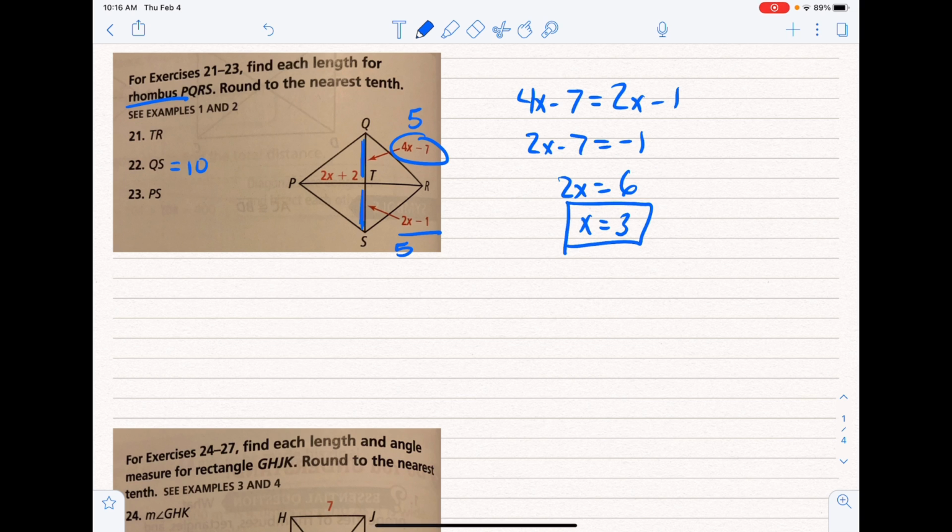I can go ahead and write that. And then I can plug in the 3 for this piece right here. 2 times 3 is 6. 6 plus 2 more is 8, which would make this other part 8. And it asks for how big is TR? Well, TR is 8.